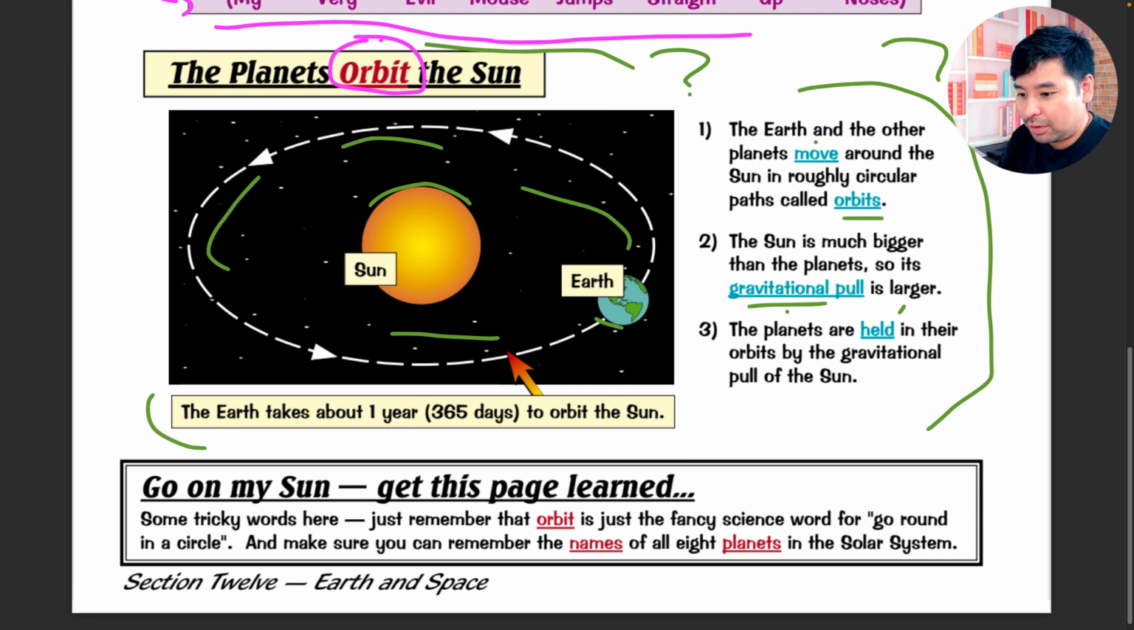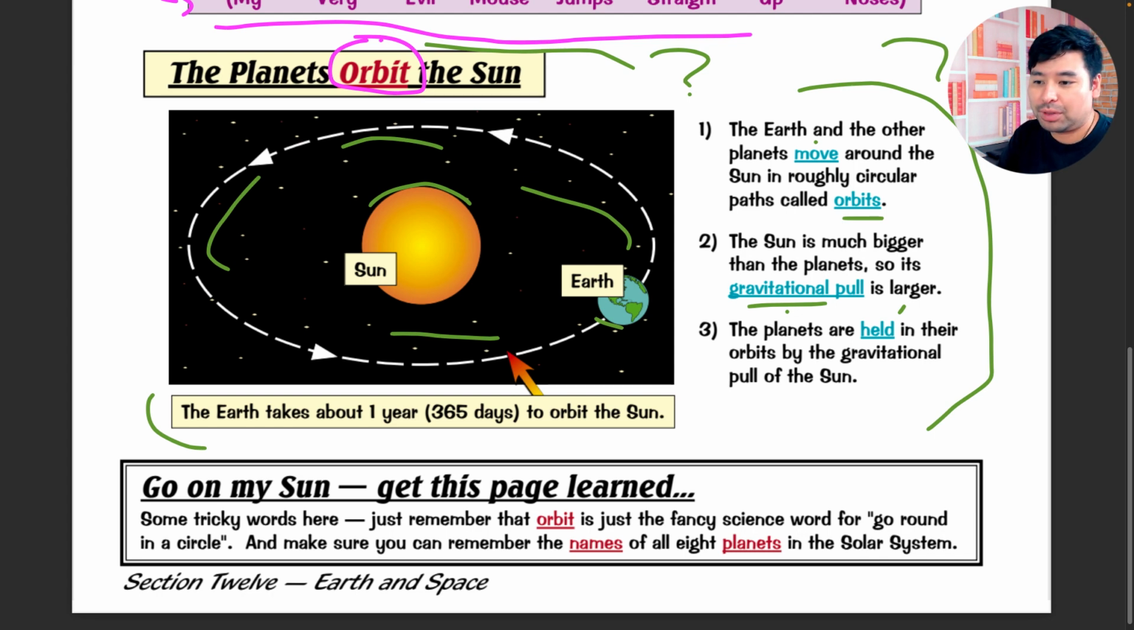So again, I'm gonna read this sentence here again for you. So if you don't understand, check the words, okay? Because this is very important. So let's go. Go on, my son, get this page learned. So some tricky words here. Just remember that orbit is just a fancy science word for go around in a circle. And make sure you can remember the names of all 8 planets in the solar system.